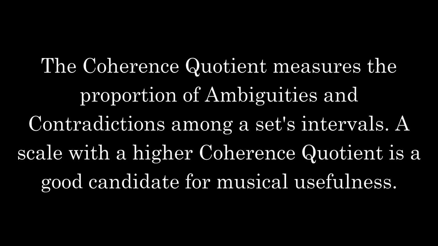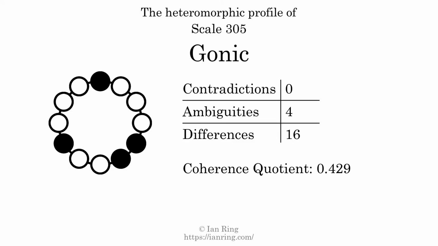The coherence quotient measures the proportion of ambiguities and contradictions among a set's intervals. A scale with a higher coherence quotient is a good candidate for musical usefulness. The coherence quotient is 0.429.